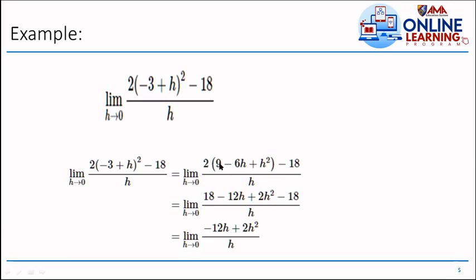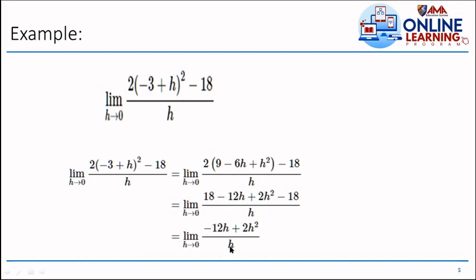Next, we distribute this. 2 times 9, we have 18. 2 times negative 6h, we have negative 12h. 2 times h squared is 2h squared, minus 18. So by this time, 18 and 18 are going to cancel. What's left will be negative 12h plus 2h squared all over h.